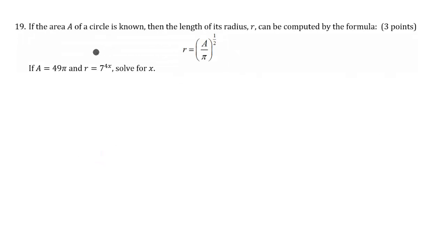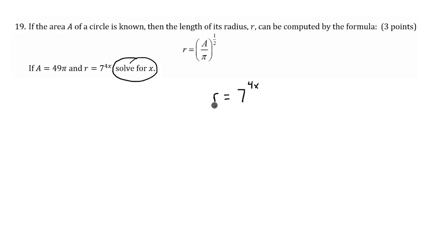On to question number 19. I have a word problem here. And we are trying to solve for x. So I'm going to write my equation with x here. That's going to be r equals 7 to the 4x power. And we can't solve for x as is because we don't know what r is.